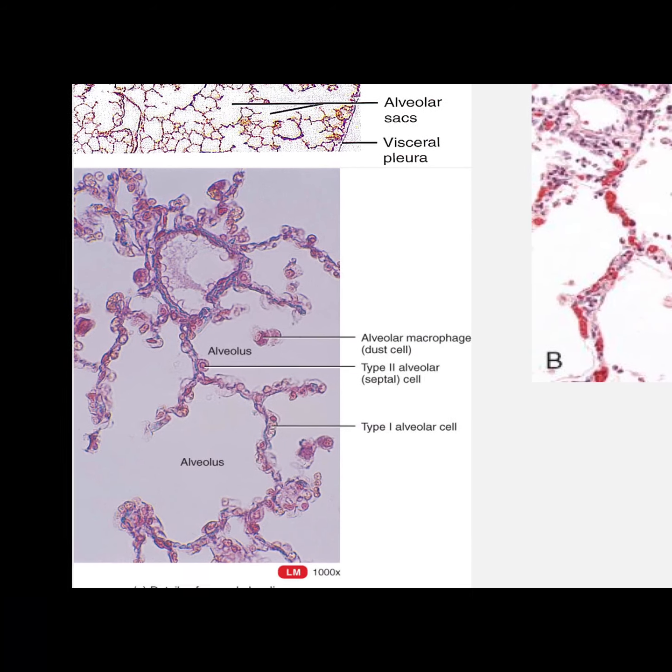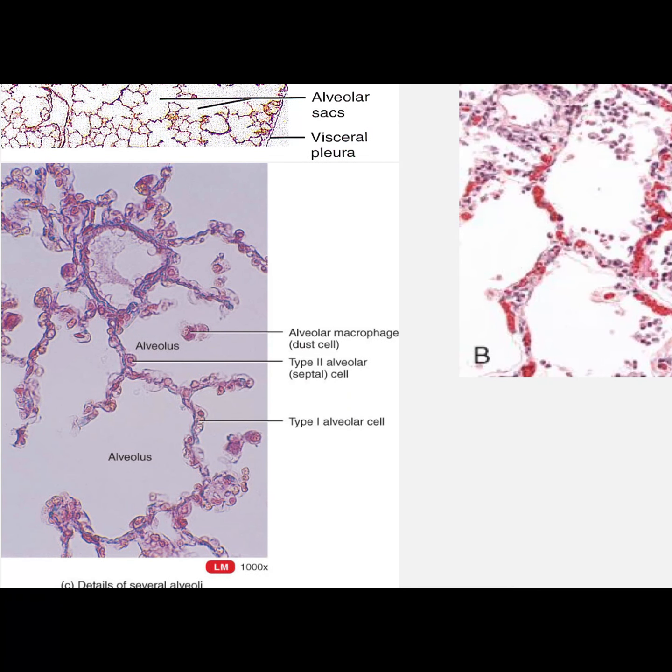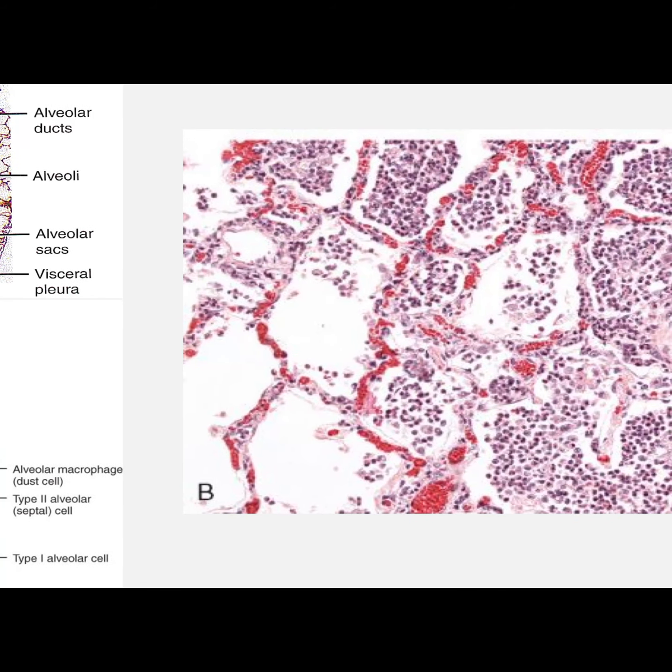This picture shows you a normal alveolus. Trace it on the screen. This is the alveolus. It's just an empty space. That's how we need our alveoli to be. That empty space is loaded with oxygen, and that oxygen can just move into blood vessels easily. Okay? Now, look at this picture here.